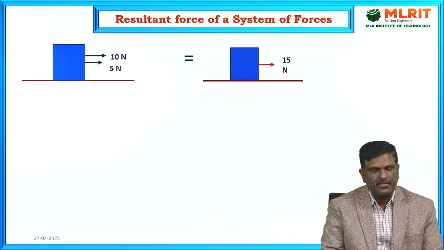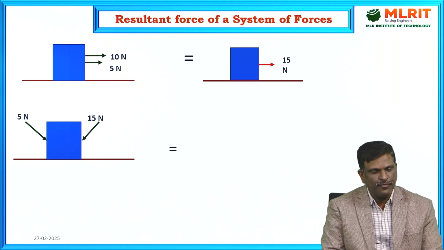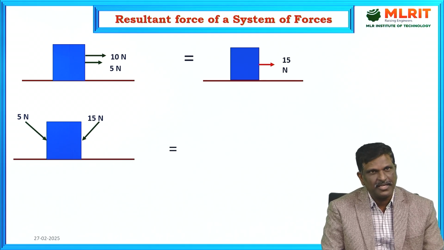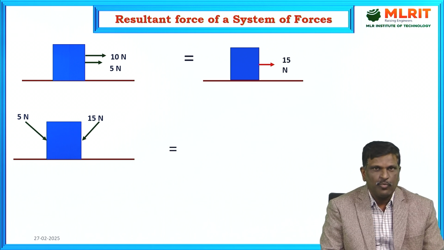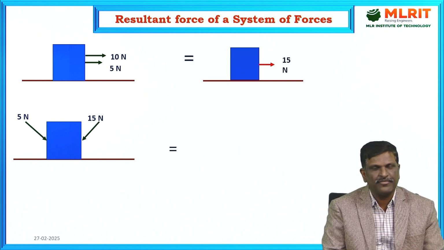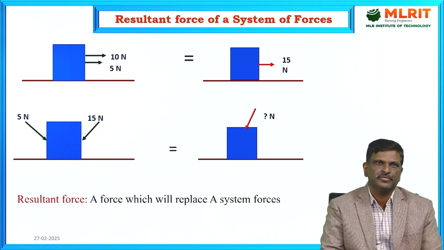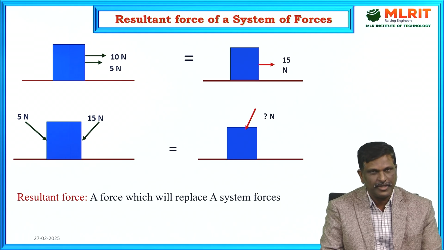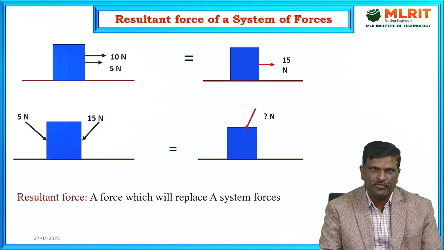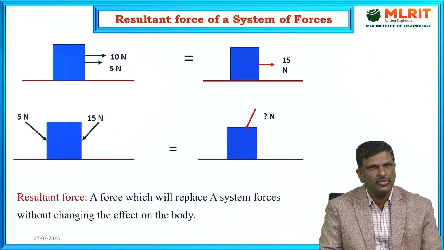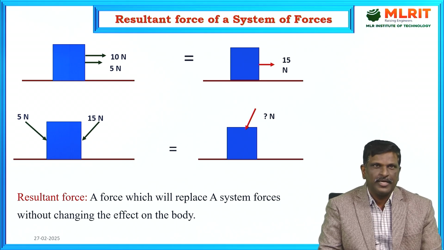Similarly, if a body is acted upon by two forces at different angles, not in the same direction or in opposite direction, it is difficult to find the single force or net force acting on the body. So now, let us see the definition of resultant force. A force which can replace a system of forces without changing the effect on the body. Now, how to find the resultant of system of forces?